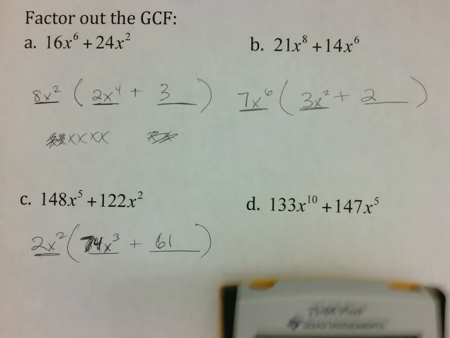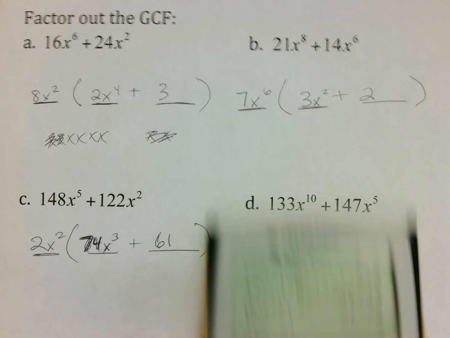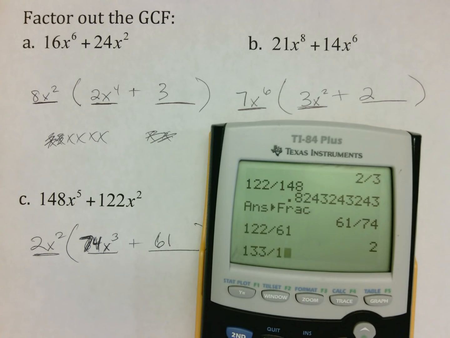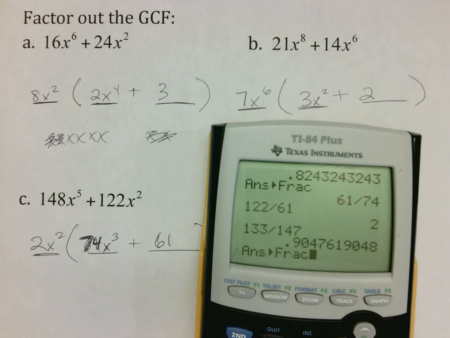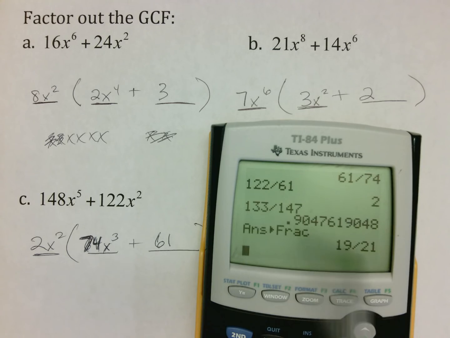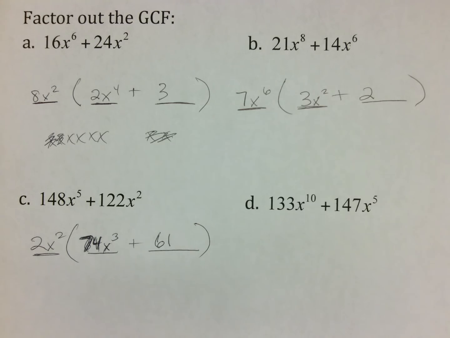And then on question D, 133 and 147. Gives me answer 19 over 21. I don't know what that is, so again I just do 133 divided by the front number 19, which gives me the GCF of 7.